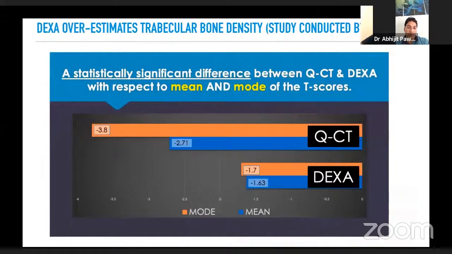We commonly use DEXA scan to estimate trabecular bone density for osteoporosis. We have recently conducted a study in our unit where we found that DEXA scan significantly overestimates trabecular bone density. We found that the mean T scores were much higher for DEXA scan as compared to quantitative CT.